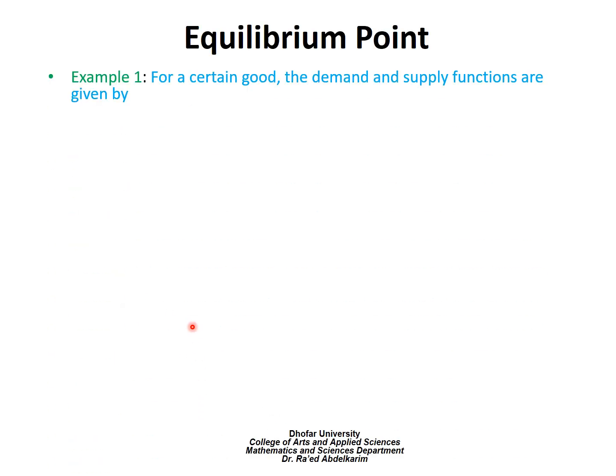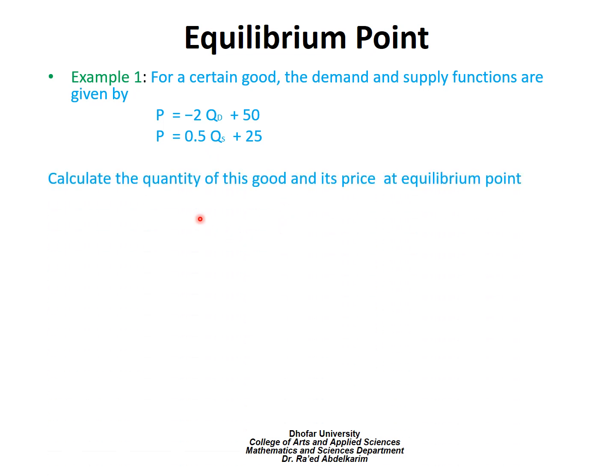So if we have this example, for a certain good, the demand and supply functions are given by these two equations. You can see the first equation is for the demand function because of QD. The second equation is for the supply function because of QS. We need to calculate the quantity of this good and its price at the equilibrium point. So at equilibrium, QD equals QS equals Q. This is very important. These are two lines to be written when you solve any question, because this will indicate that you understand the meaning of equilibrium.